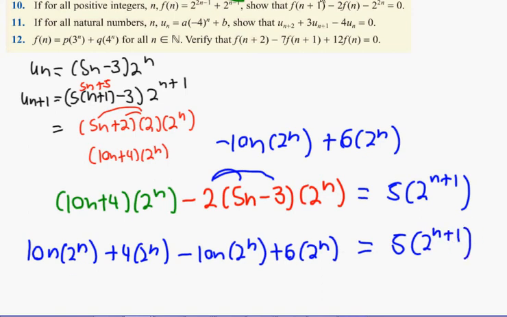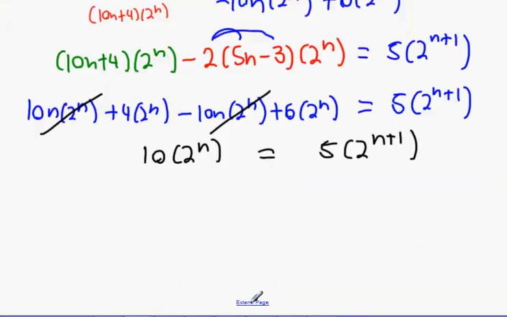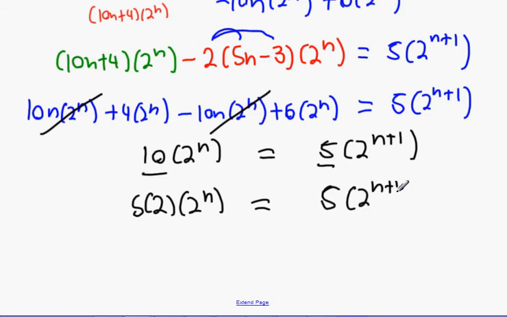Okay, these guys cancel as expected, and what we're going to get is 10 times 2 to the n. Now we might have hit a bit of a crossroads here. They are actually the same, but it's recognizing that they're the same that is the skill. So what I can do here is, see the way that's a 5 and that's a 10, break up 10 into 5 multiplied by 2, and then you can change that into 2 to the n plus 1. 5 times 2 to the n plus 1 equals 5 times 2 to the n plus 1.